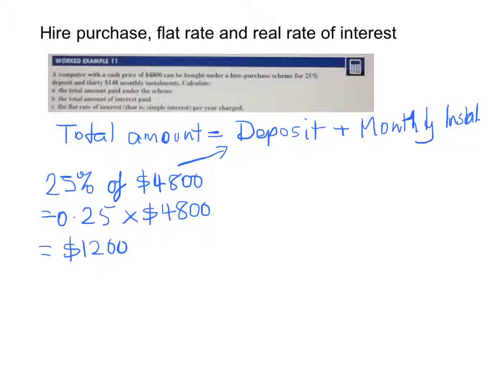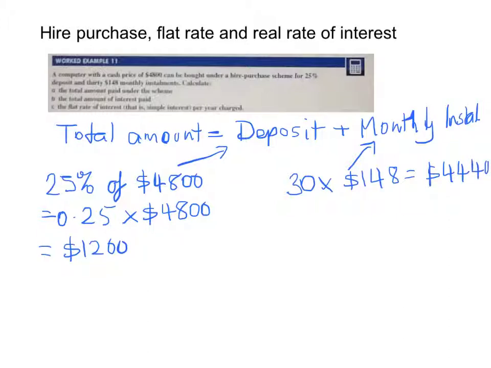So we've paid a deposit of $1,200, and then the monthly instalments, it's really easy because they've told us we have to pay 30 of them and they're each $148. So that is equal to $4,440.